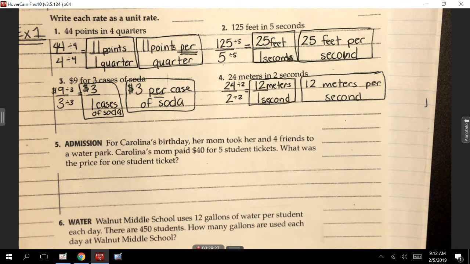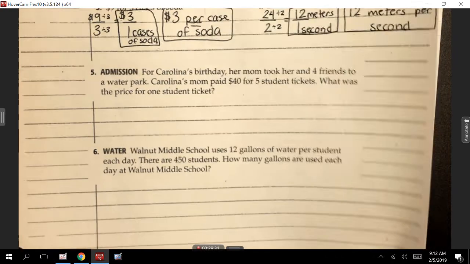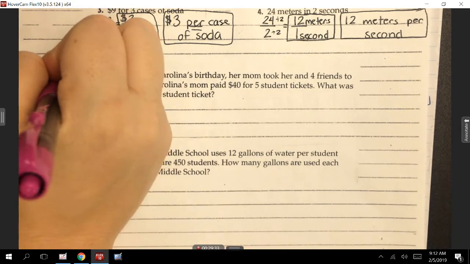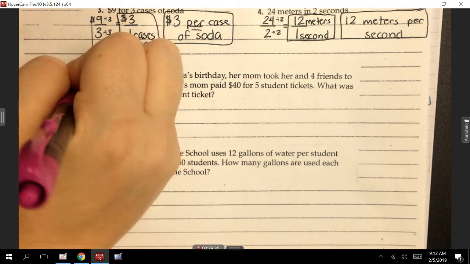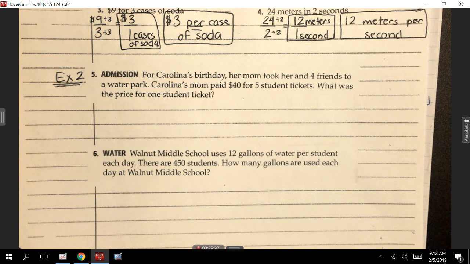Do you notice how 1, 2, 3, and 4, they're real simple? They all kind of look the same. Number 5 looks a little bit longer, doesn't it? So guess what? Number 5 is going to be example 2. So on your homework again, when it says example 2, you know to look at problem number 5.